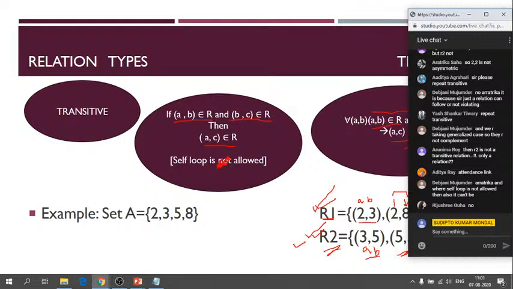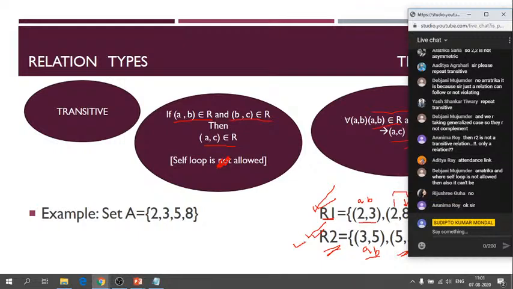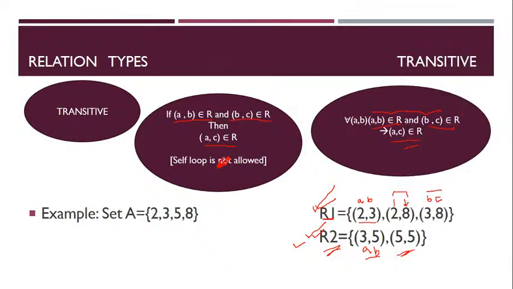So Orunima, Devan, Devjani, what is the comment? R2 is not a transitive relation, only a relation. No, R2 is a transitive relation. In this slide, R2 is a transitive relation because it is not violating the rule. And in case of self loop, it is allowed. Fine. I have crossed that one. It is not allowed? No, that is not correct.